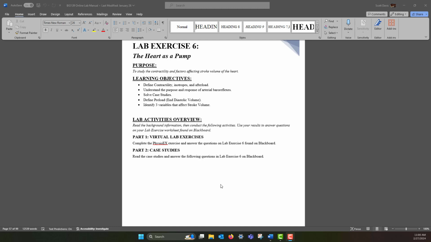Hi everyone. This is going to be a brief run through of Lab 6, most of which is going to be done as a virtual lab exercise. So we're just going to go through and hit some of the important topics so that you understand what it is that we are inspecting in those virtual lab exercises. So here we see the cover page for lab exercise 6, the heart is a pump, and the objectives that we should be able to do by the time we finish this lab.